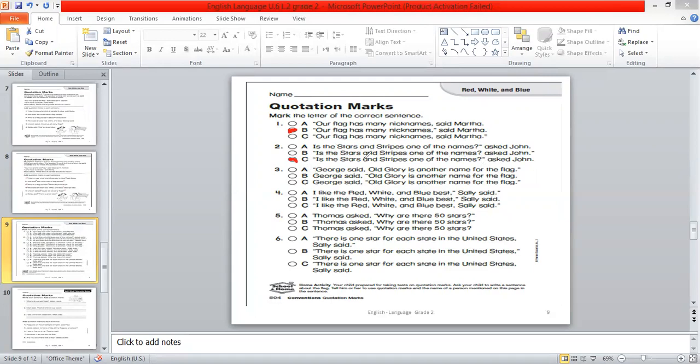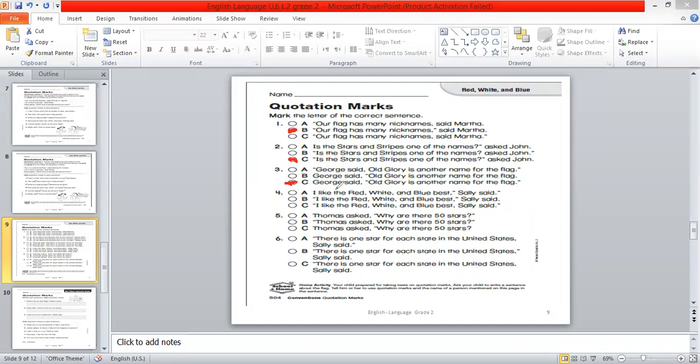Number three, George said, all the glory is another name for the flag. So which one here is the correct one? Shall we put it here before the name? Or the second one? Or the third one? Yes, of course, we are going to select the third one. Notice here, George said, yes, there is a comma. Here is the quotation mark, and capitalize the first letter of the sentence. Then we end the sentence and close with the other quotation mark.